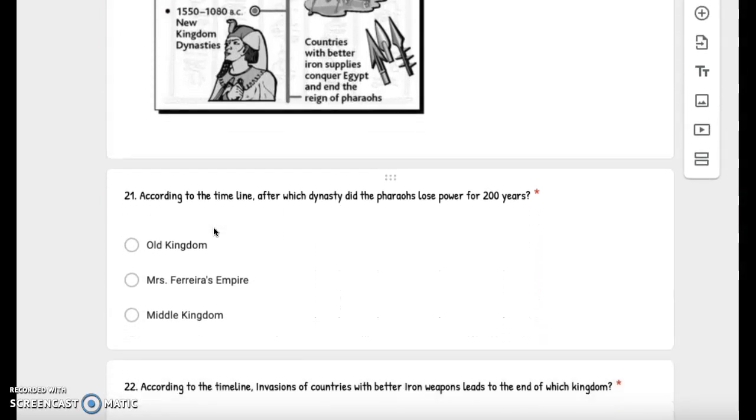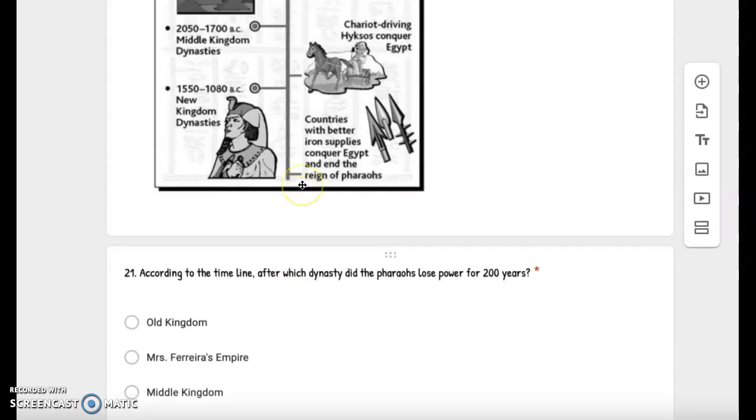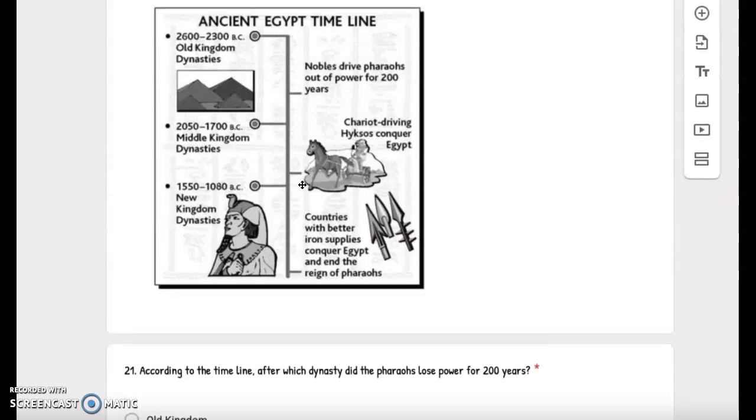Number 21. According to the timeline pictured above, after which dynasty did the pharaohs lose power for 200 years? Old Kingdom, Mrs. Ferrera's Empire, or Middle Kingdom? So look closely at the timeline when you're answering these questions.